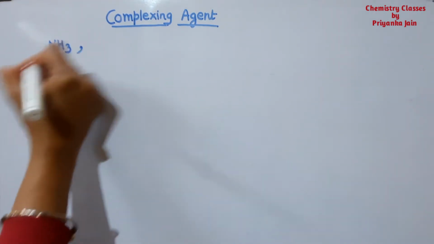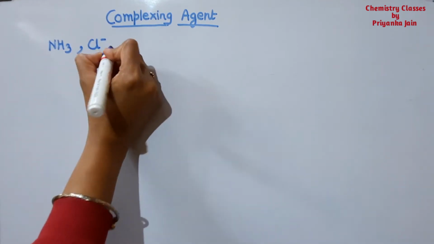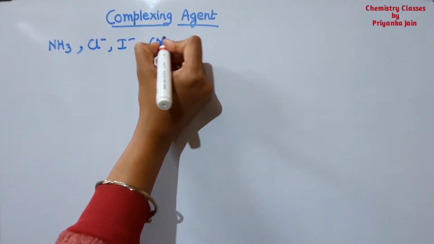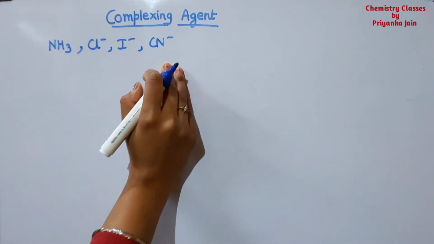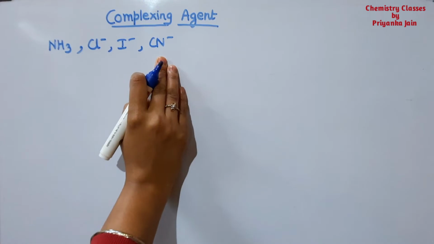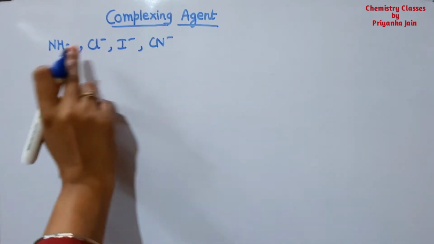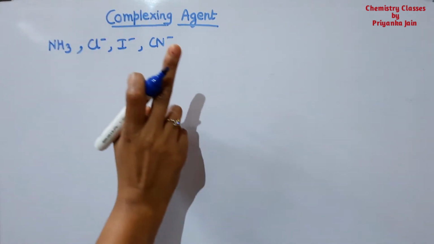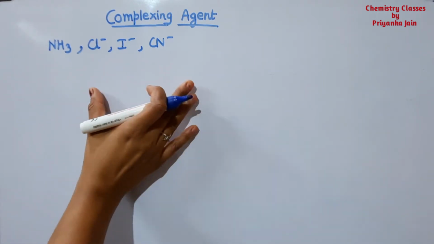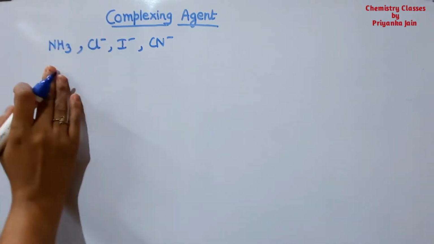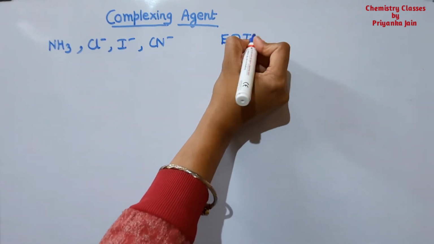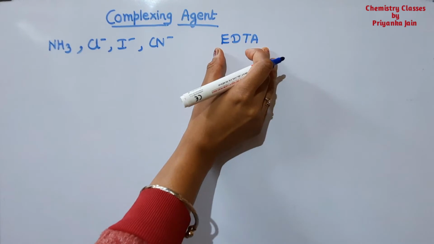Suppose we have chloride ions, iodide ions, or cyanide ions. These are all chelating agents. These can form a complex with the metal. These are monodentate ligands because they can coordinate to the metal from one side only. There may be bidentate ligands also, like ethylene diamine, or polydentate ligands like EDTA. So in most cases we use polydentate ligands.